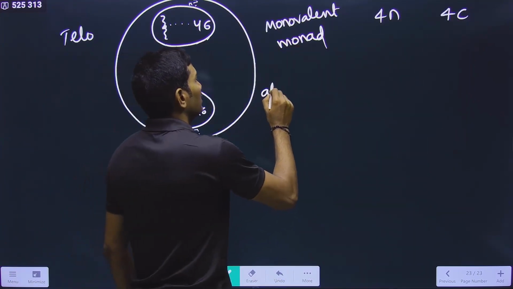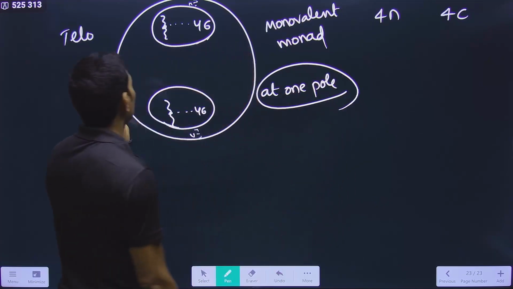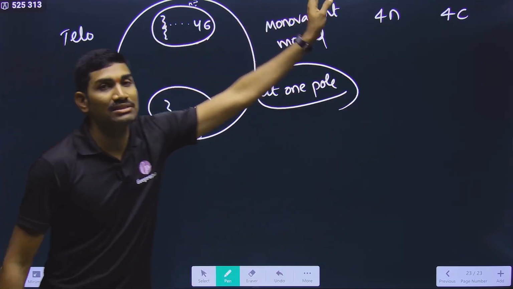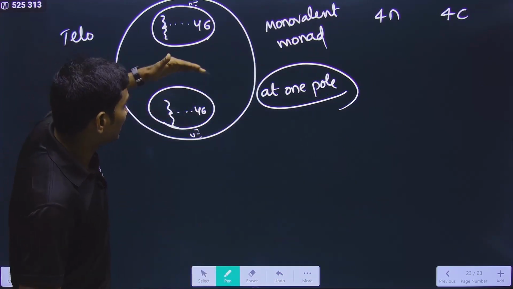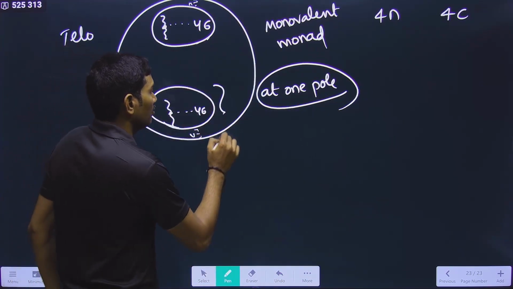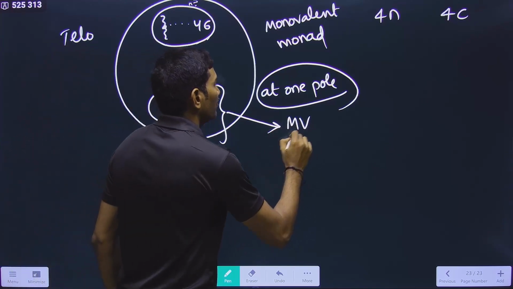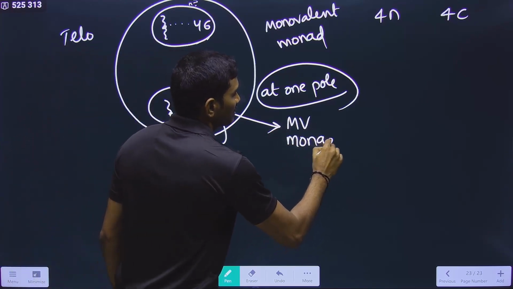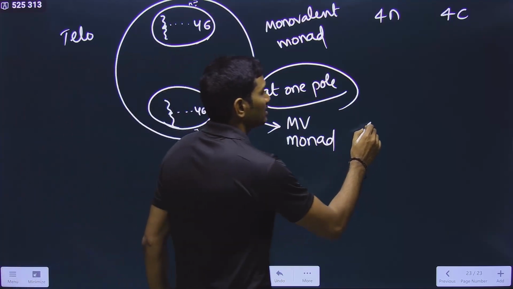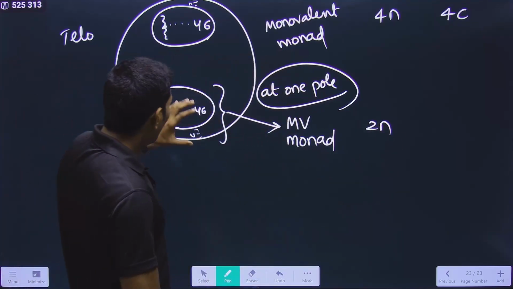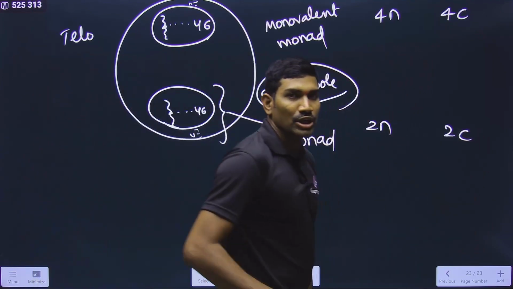But please remember, if they are simply asking the telophase, you need to write for the complete cell. Generally, they may mention that at one pole, at one side. If they ask, one side means only information for one side. What you need to write? Monovalent monad. This will remain same. Only for one side, 46 chromosomes are present, so it is 2n. And the C value is 2C. 2n, 2C.